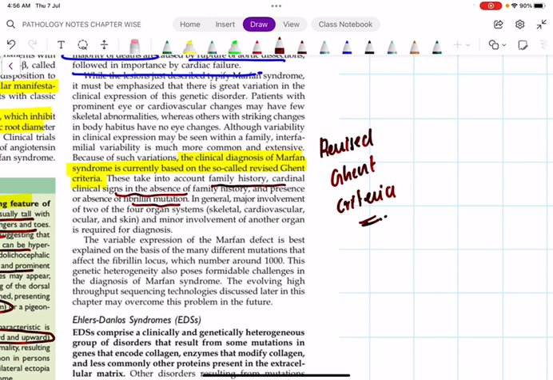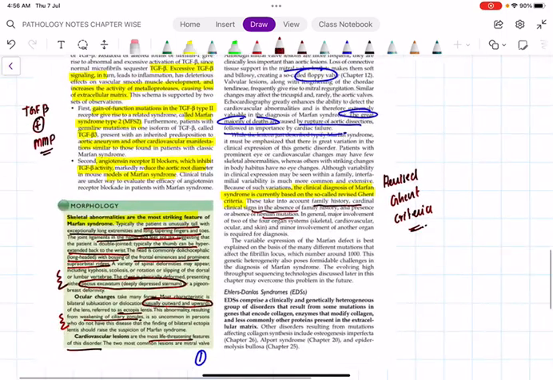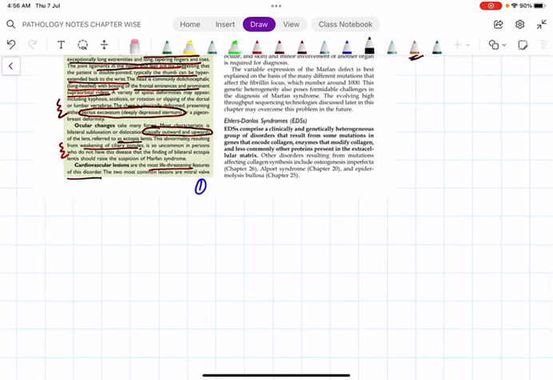Out of that, most life-threatening is cardiovascular. In cardiovascular, what is the most common? Aortic aneurysm. What is the most fatal? Aortic dissection. So these are the most important points you have to remember in Marfan syndrome. With this, we have finished Marfan syndrome. Please remember Marfan syndrome is autosomal dominant. Fibrillin 1, chromosome 15. Fibrillin 2, chromosome number 5. Fibrillin 1 mutation causes Marfan syndrome. Fibrillin 2 causes congenital contractural arachnodactyly.